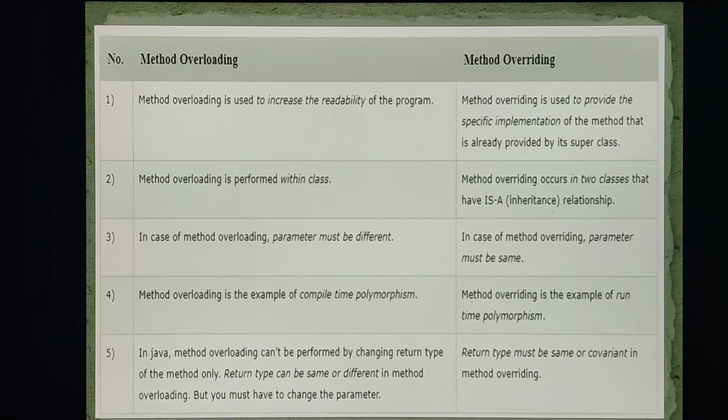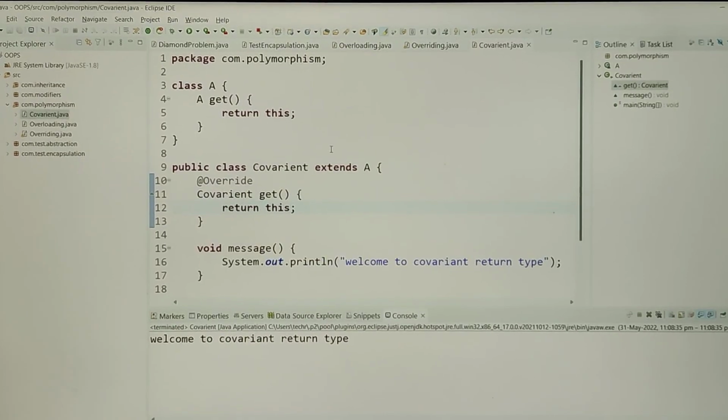What is meant by covariant? Covariant is a concept which mainly avoids the class cast exception. So if I use a covariant return type in method overriding, then we definitely avoid the class cast exception. That I will show you in the code. So now you will understand what covariant is.